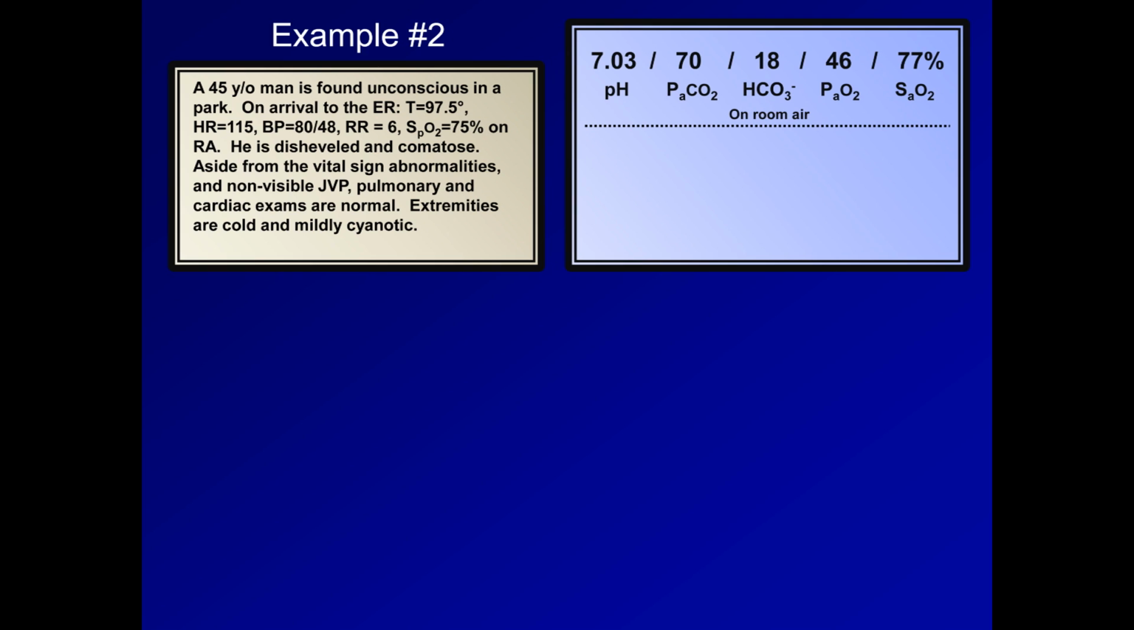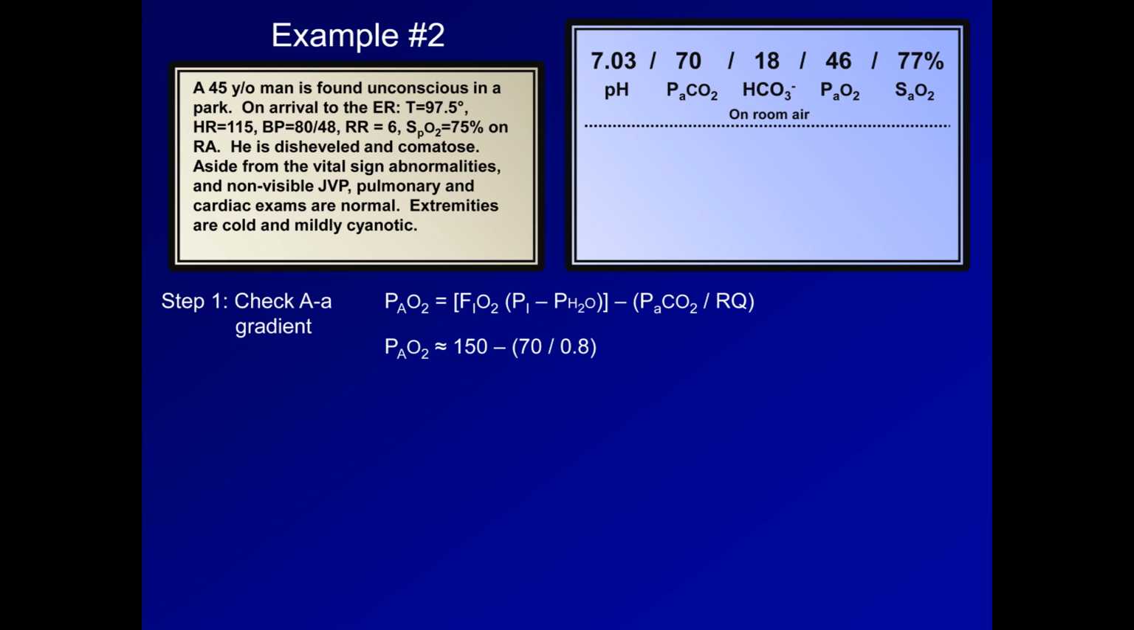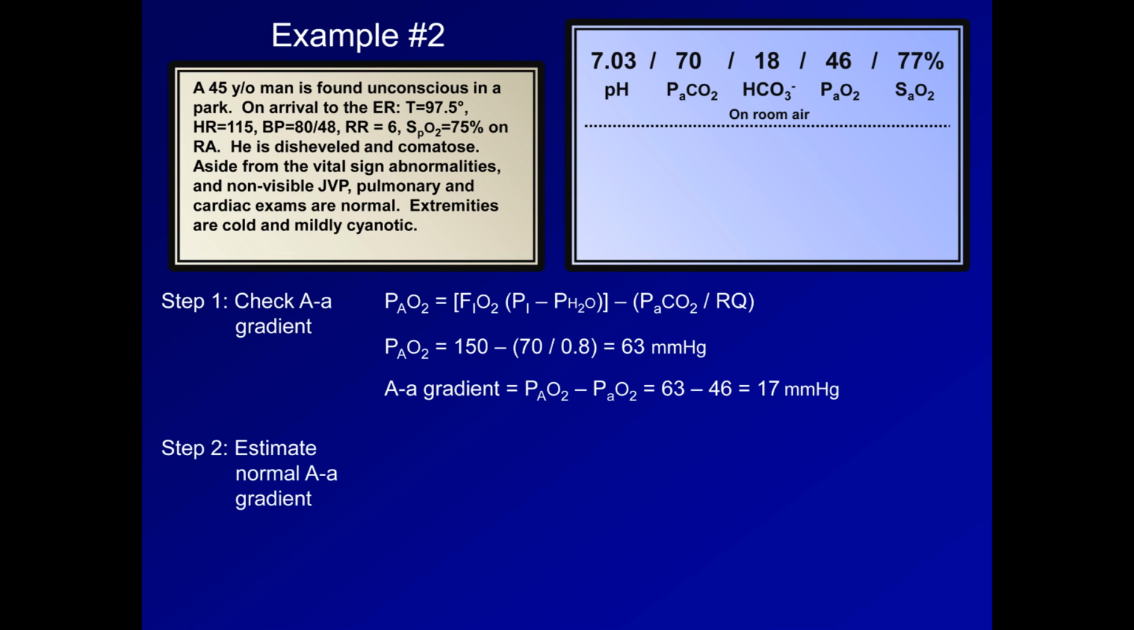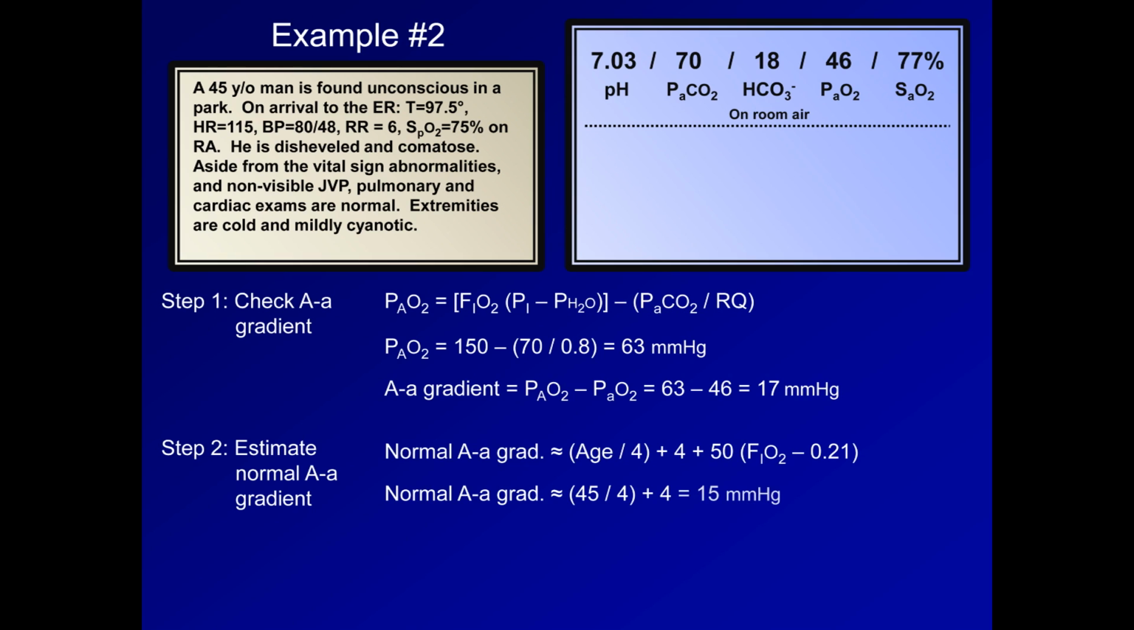I'll start with oxygenation again. Step 1. Check the AA gradient. Plugging in the numbers, the P big AO2 is equal to 63 millimeters of mercury. Therefore, the AA gradient is 63 minus 46, which is 17. Step 2. Estimate the normal AA gradient. We'll use the same equation as last case, which is 45 divided by 4 plus 4, which is 15. 15 is close enough to 17 to say that they are approximately equivalent. Therefore, this patient has a normal AA gradient hypoxemia.